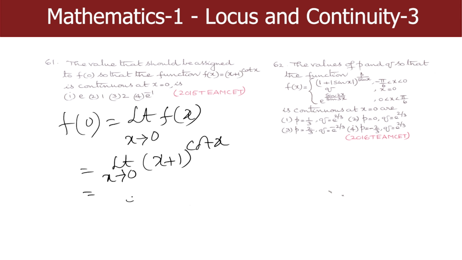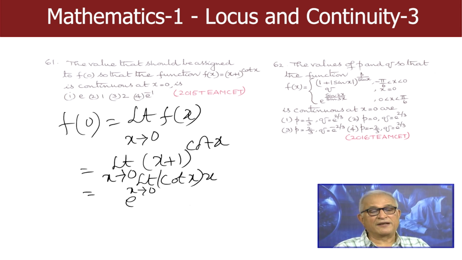So, therefore, this is e to the power of limit x tends to 0 cotangent x into f(x) minus 1, which is x plus 1 minus 1, that is x. Cotangent x into x means x by tan x. Tan x by x limit 1. So, x by tan x limit 1. So, x cot x limit 1. So, this is equal to e. So, f0 must be defined as e, so that f becomes continuous at x equal to 0. First option.